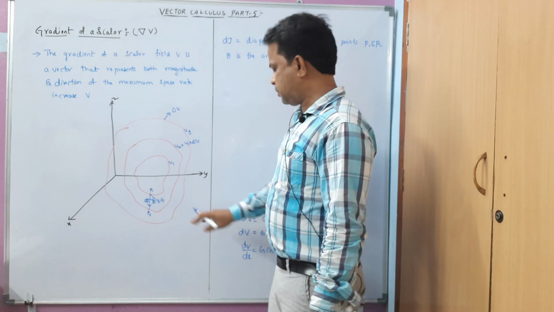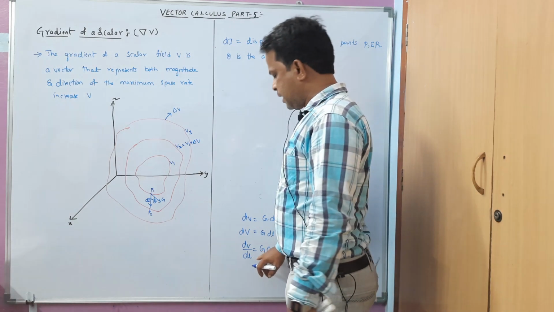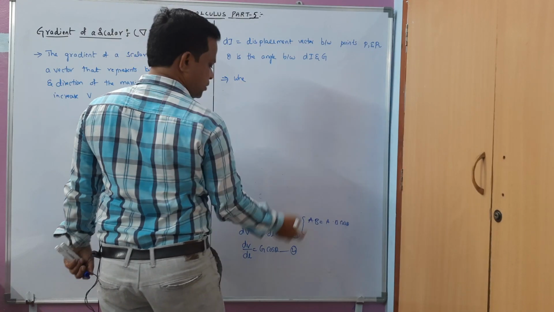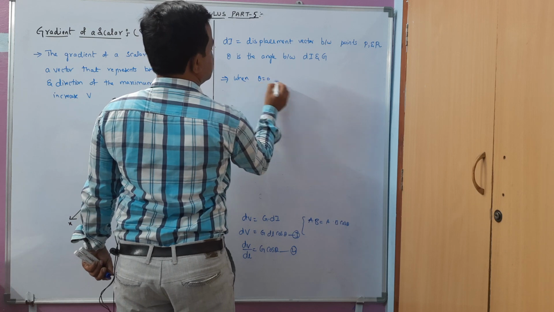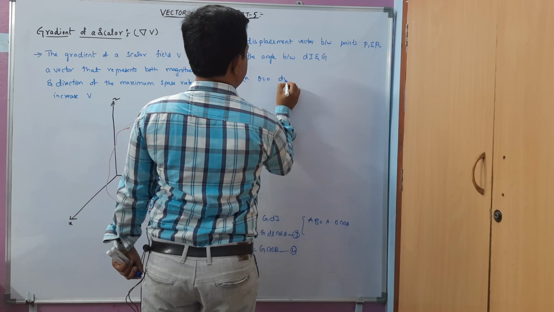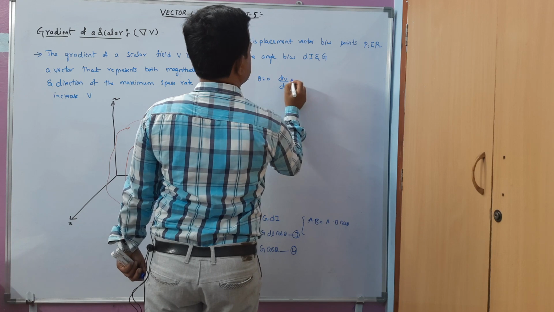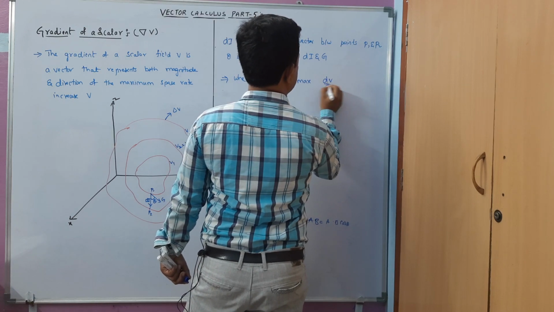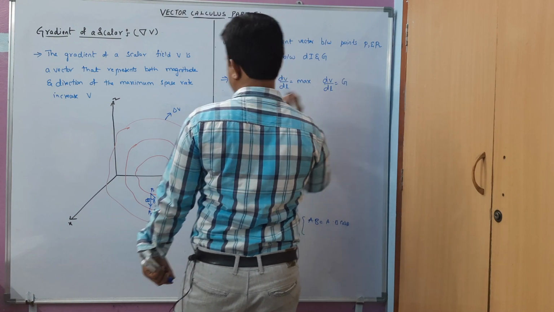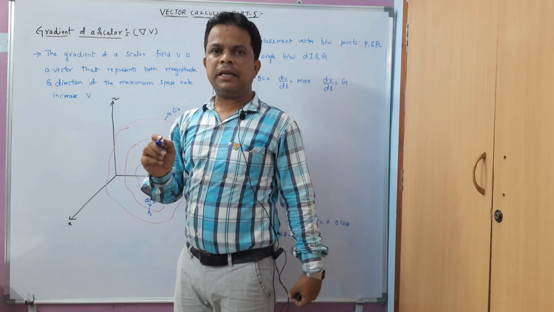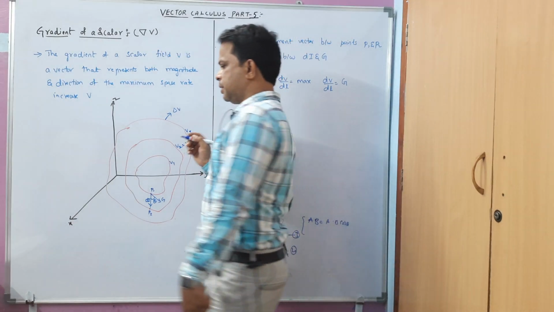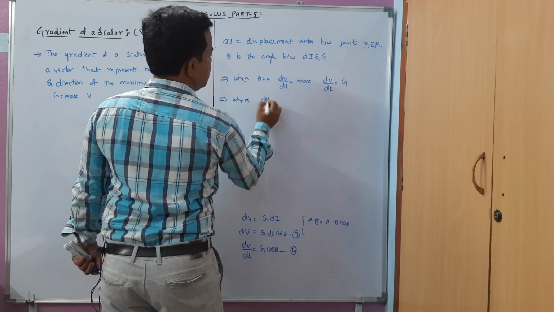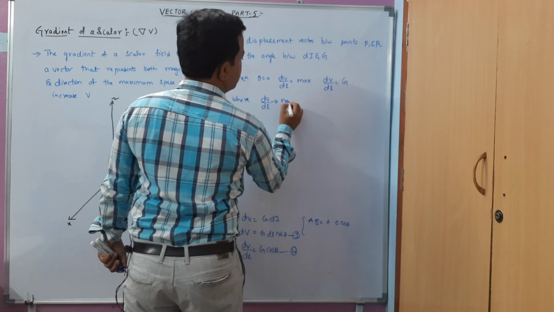Okay, so from this we know that dV by dl is maximum when theta is equal to 0. When theta is equal to 0, we can observe from equation number 4, dV by dl is maximum. That is, we get dV by dl is equal to G. Okay, now dV by dl is known as the normal derivative.